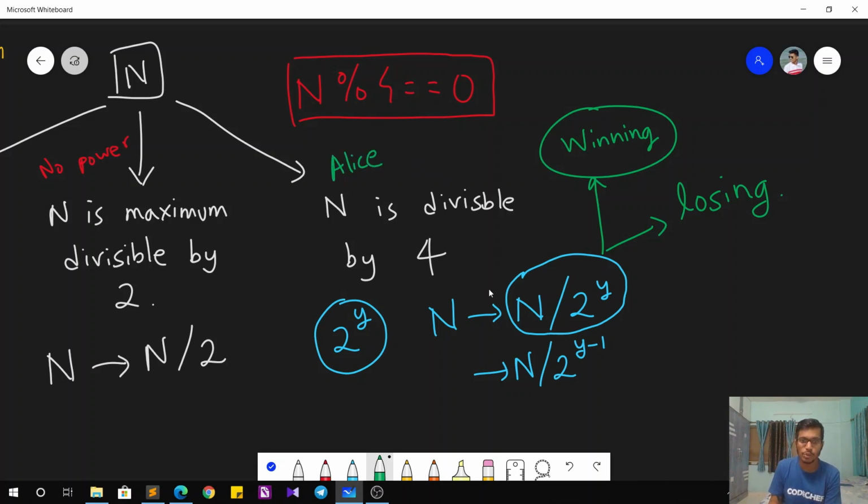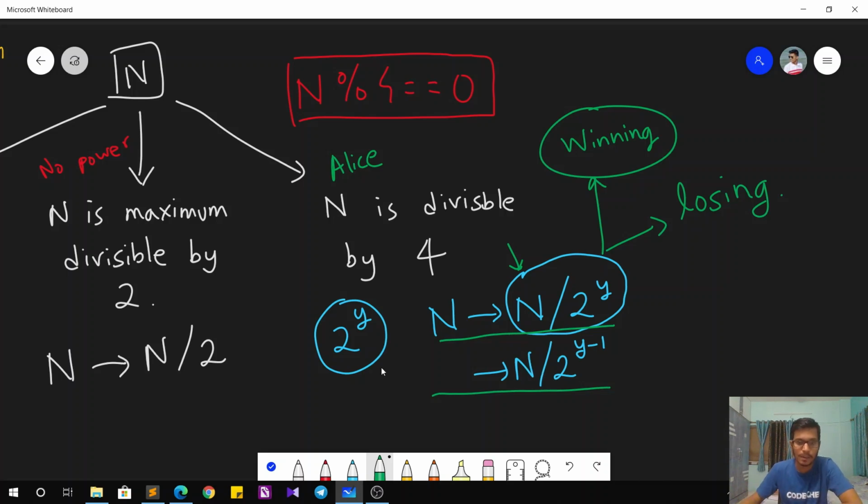Okay, so if he does this operation, then who lands on the winning state? Bob lands on the winning state, and Alice doesn't want that because Alice wants to win himself. So what will he do? He will not allow Bob to land on this state. How? He will just do the second operation. He will go to one lesser power of 2.